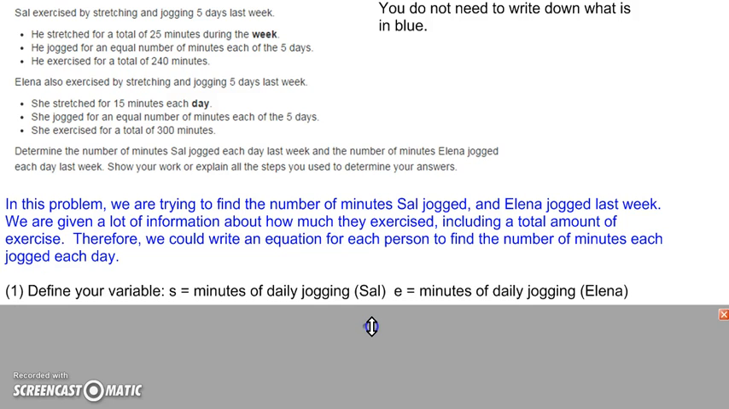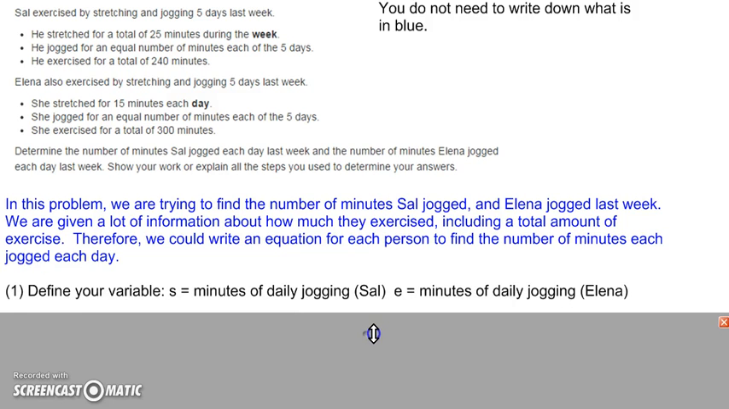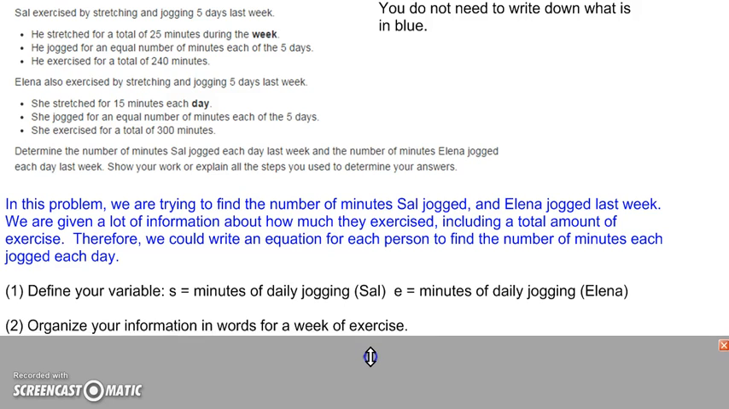So the first thing you want to do when you're writing an equation is define your variables. So we're going to call S the minutes of daily jogging for Sal and E the minutes of daily jogging for Elena, because our goal isn't to find the total number of minutes jogged over the course of the week. We want to find how many minutes they jogged each day.